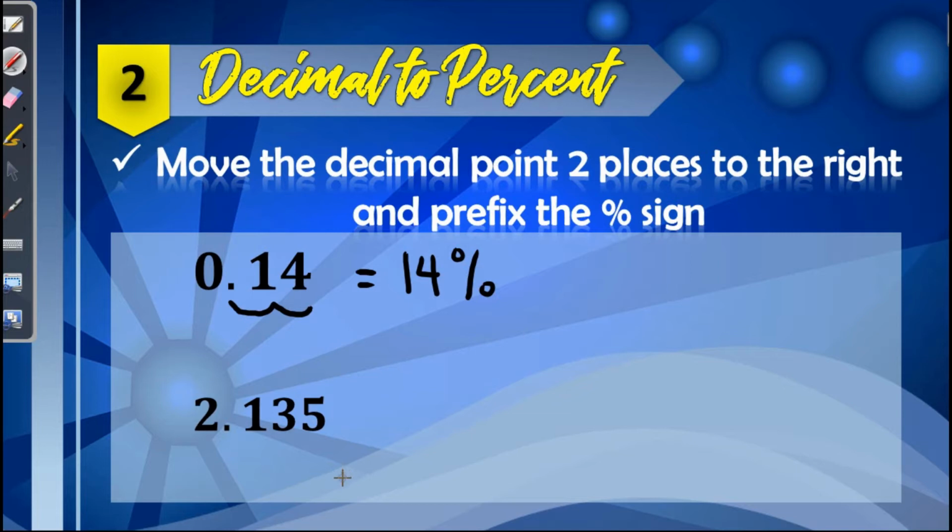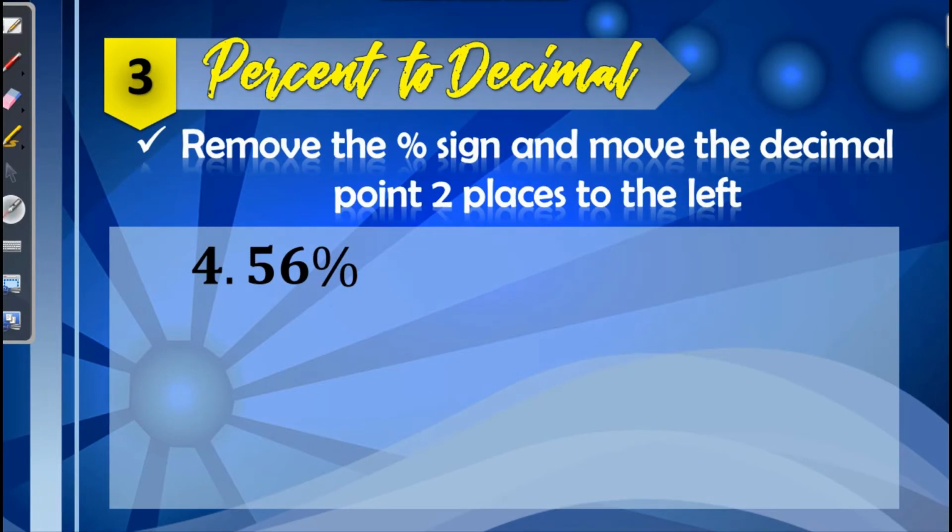Let's have another example. Here we have 2 and 135 thousandths. Following the same procedure, simply move the decimal point 2 places to the right. 1, 2. So here is now the decimal point. With this, the answer is 213.5%.